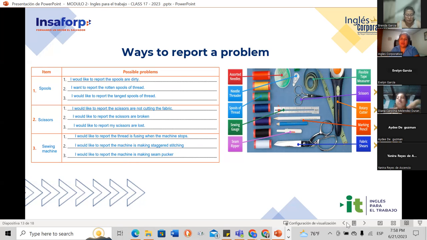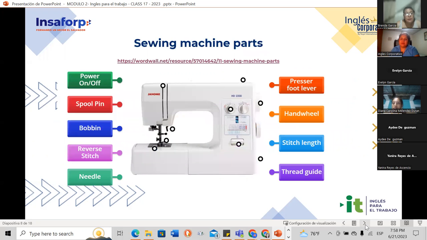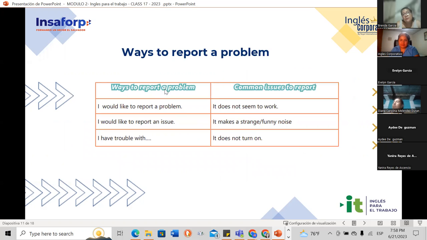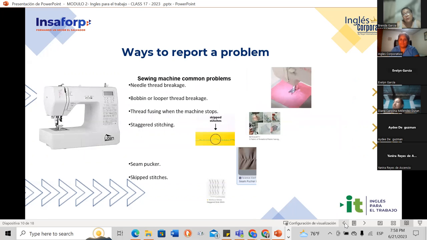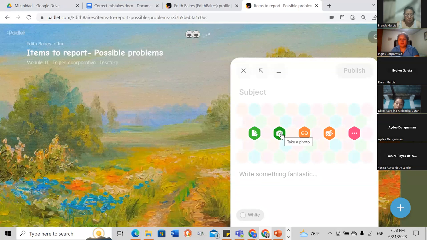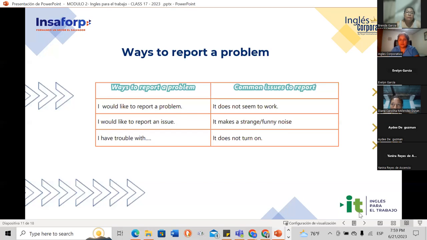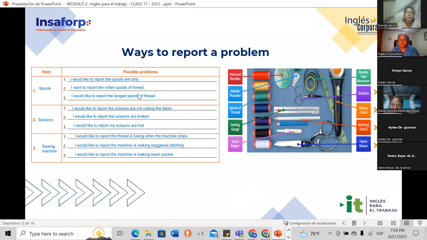Try to use the vocabulary que han aprendido hoy, y las formas que tenemos de reportar un problema. Okay, I would like to report a problem. Y ahí ustedes dicen qué es el problema. Okay. Gracias. Eso lo vamos a hacer en el link que nos mandó, ¿verdad? Correcto. Pueden incluir pictures if you want. You can include pictures here. Okay. Let me take a picture. Voy a tomar una screenshot de esto, un ejemplo. And I will send it there.